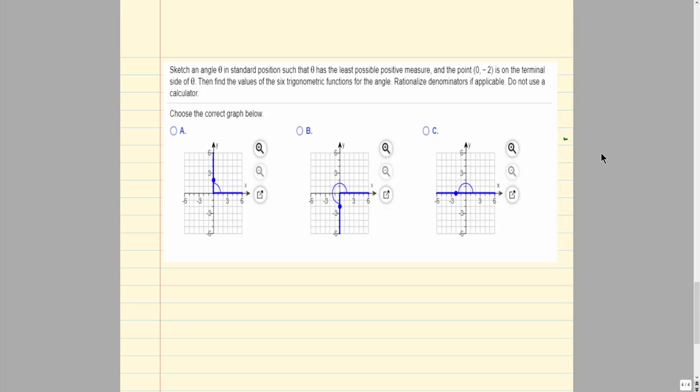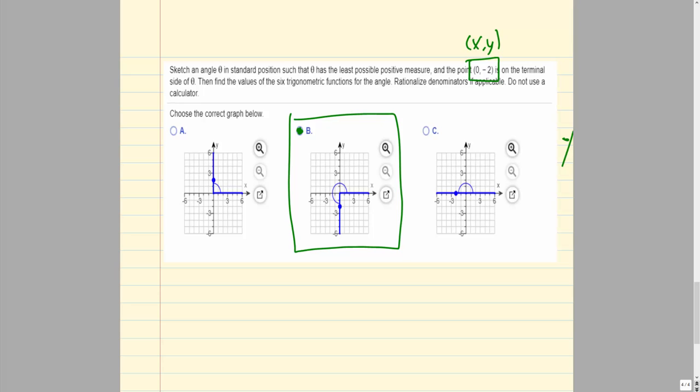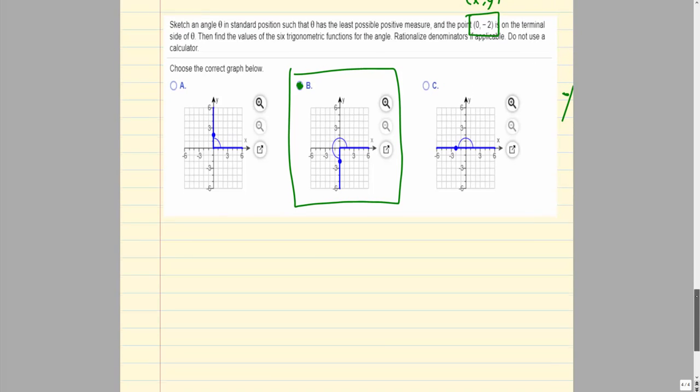So (0, -2), that's kind of our important point here. Now remember, this is the x value and then the y value. So I start at the origin and I move 0 points in the x direction. So I move 0 left or right. Then I move 2 down in the y direction, and so that would be this graph of B. Okay, so that's the point that we're looking at here.